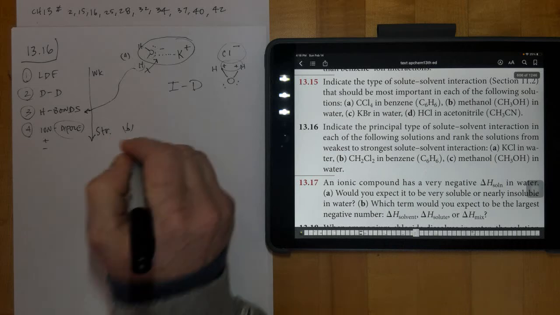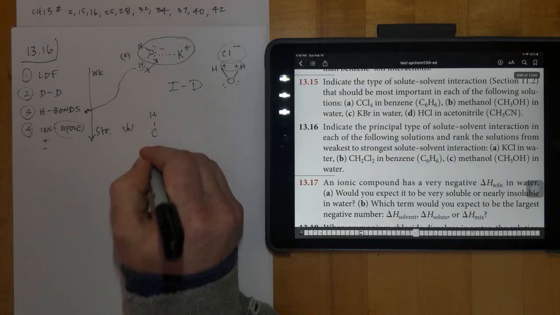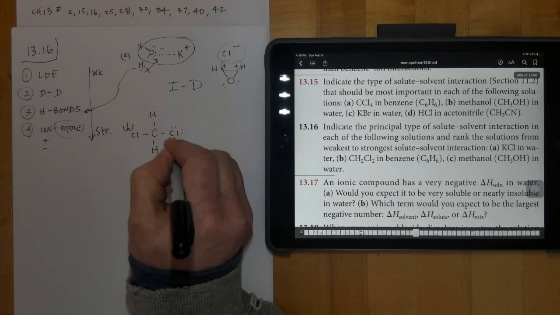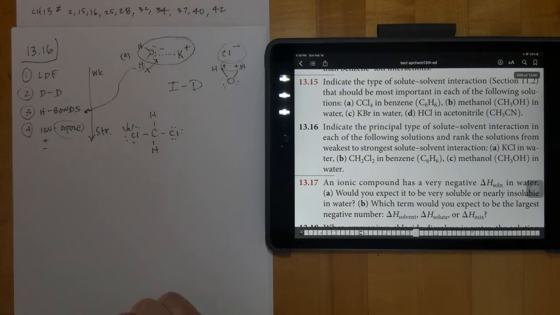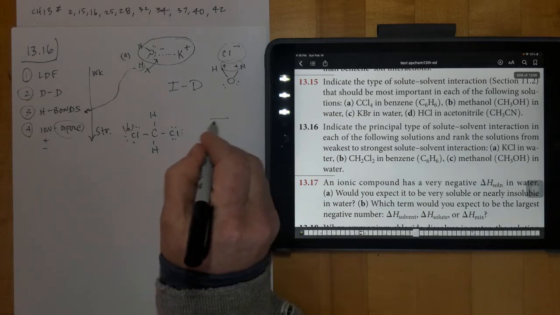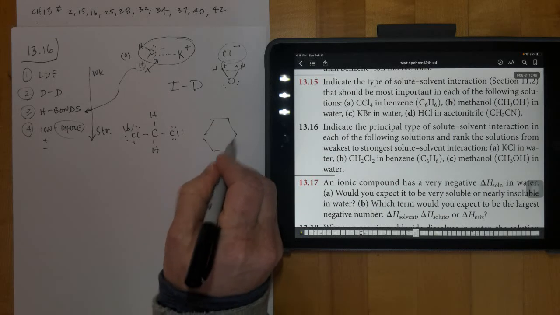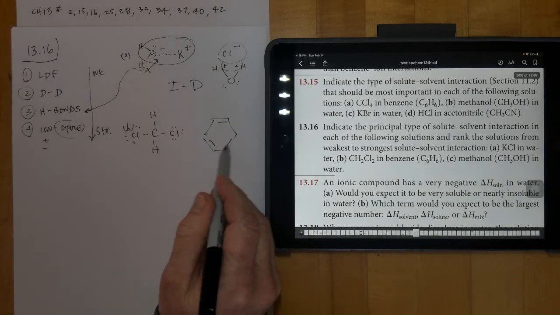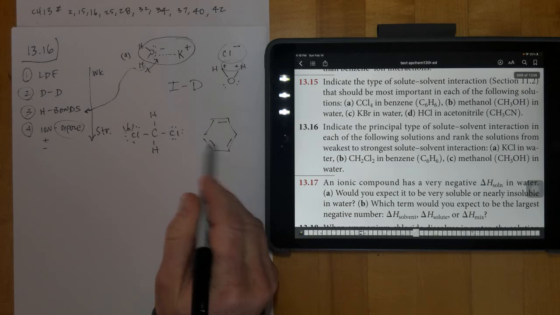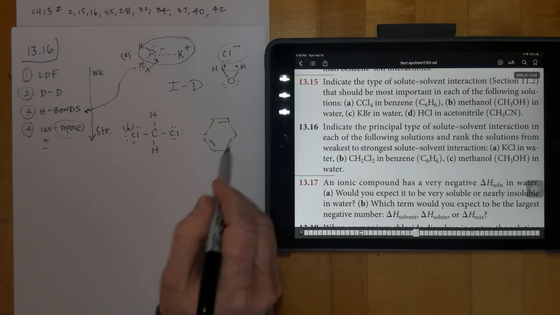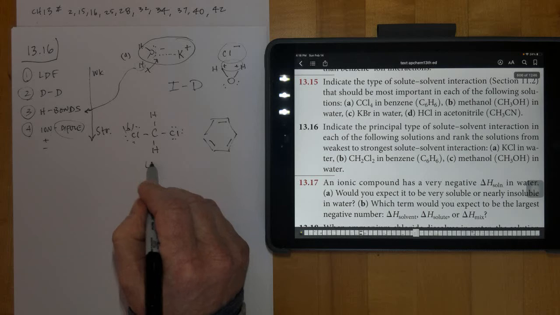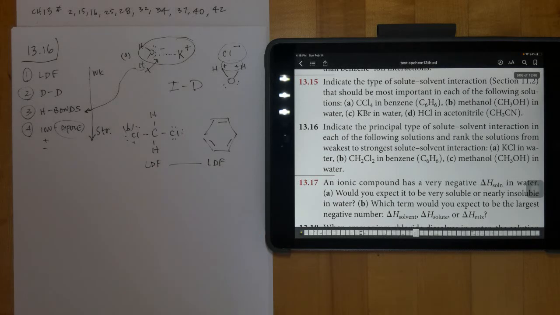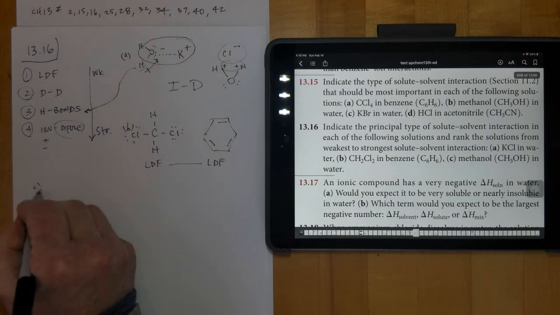CH2Cl2 in benzene. So CH2Cl2 might have a little polarity to it, but not a lot. And then benzene, of course, is the ring structure that has a zero dipole moment and three rotating double bonds that go around, and this is nonpolar. And so this guy would have some London dispersion forces, this guy would have some London dispersion forces, and that would be about it, since they're both nonpolar. That's the only thing that would hold them together.